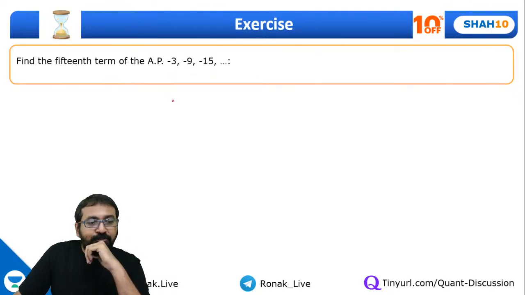So can I say the first term is minus 3 and we want to find out the 15th term, so we'll have to add 14 times the difference. 15 minus 1 times the difference. Let me just write it that way. 15 minus 1 times the difference. What is the difference over here? Can I say it's minus 6? I'll have to multiply it by -6, right?